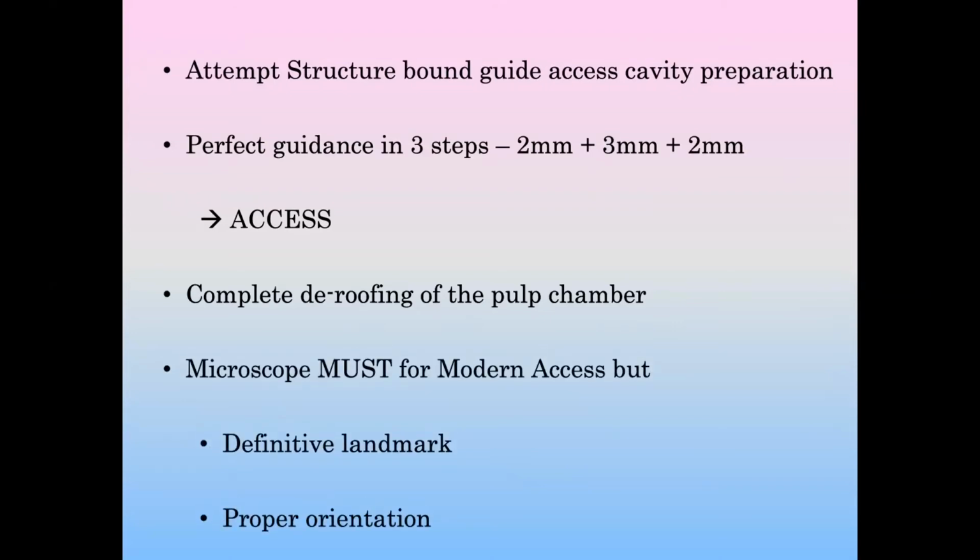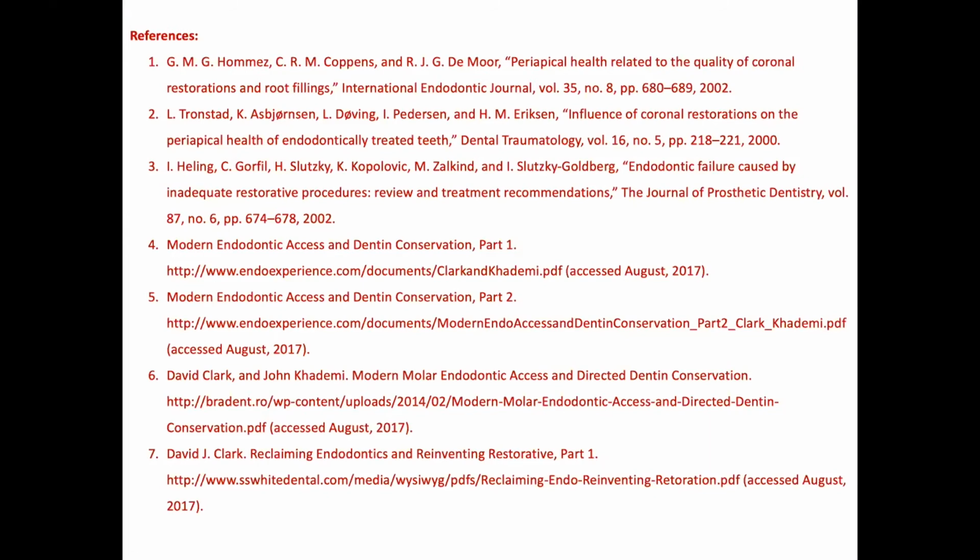Then, in cases of modern access cavity, something which we might require is the presence of a microscope. Whereas in this structure bound guide, just with the presence of a definitive landmark and proper orientation of the burr, you're comfortably able to gain access to the pulp chamber. Not only that, you're going to have a straight line access to the instrumentation, thereby preventing more instrument fractures and everything. So these are my references.